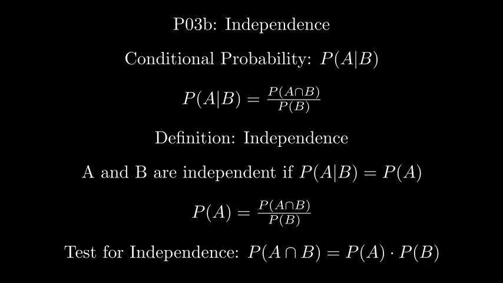Two events A and B are independent if and only if the probability of their intersection is equal to the product of their individual probabilities. This is the equation we will use over and over to check for independence.